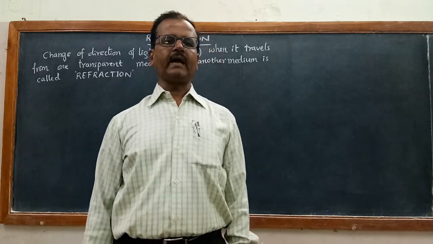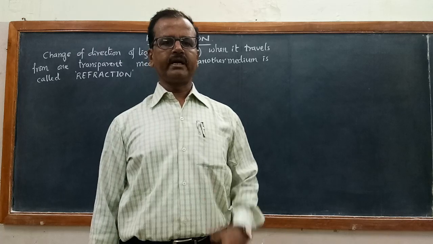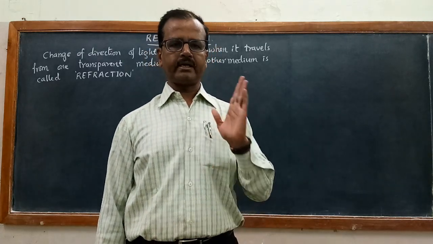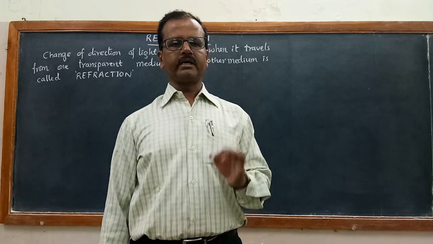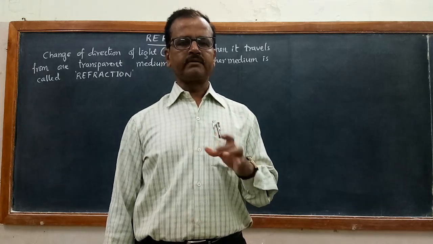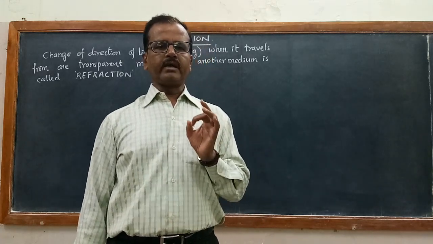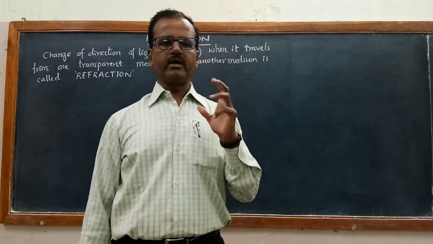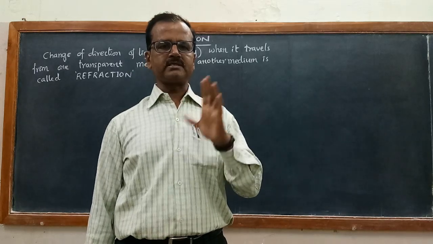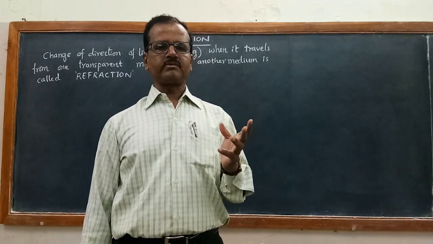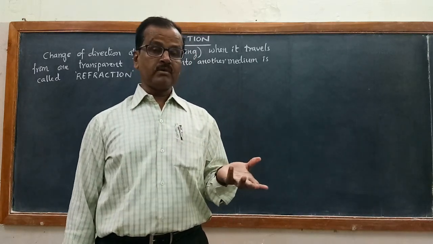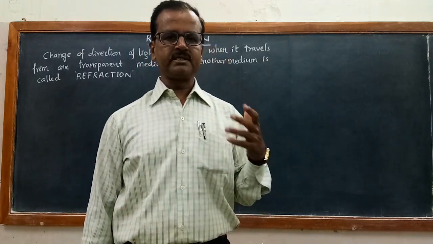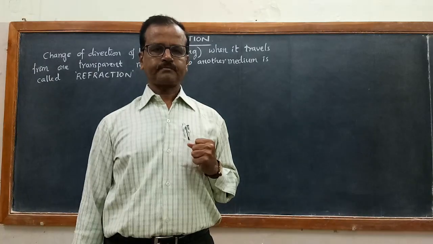You know that light travels in a straight line in any continuous medium. Like in air, light travels in a straight line. Even in glass, light travels in a straight line. So in general, when light travels in any homogeneous medium or any continuous medium, it travels in a straight line. What happens when the light travels from one transparent medium into another transparent medium? This is the interesting thing.